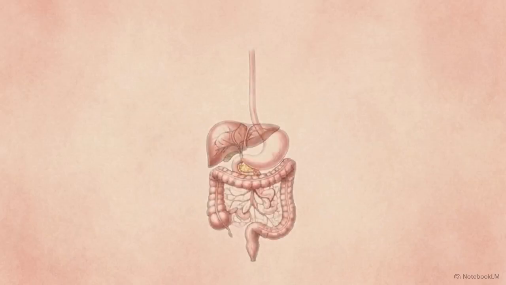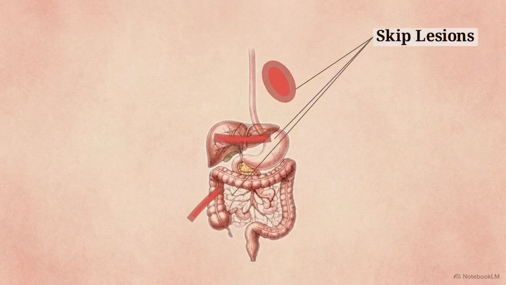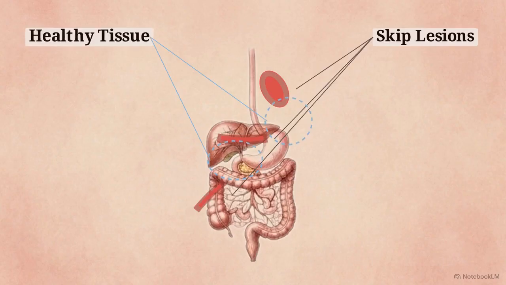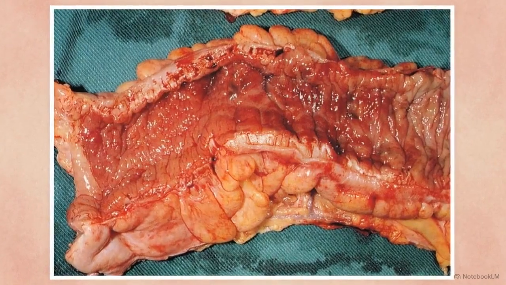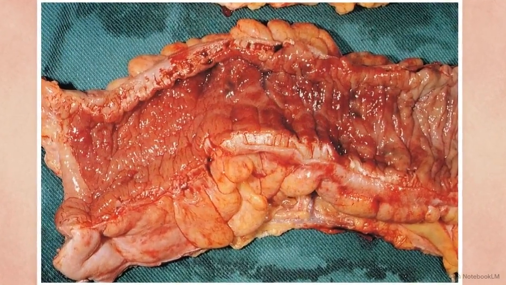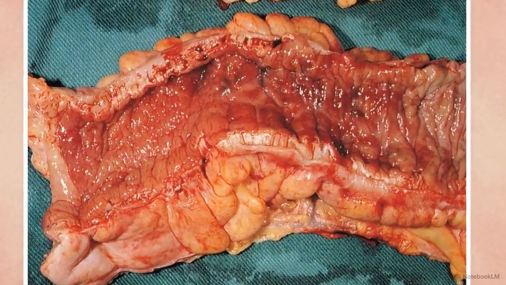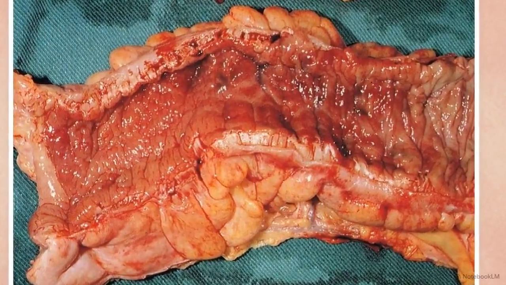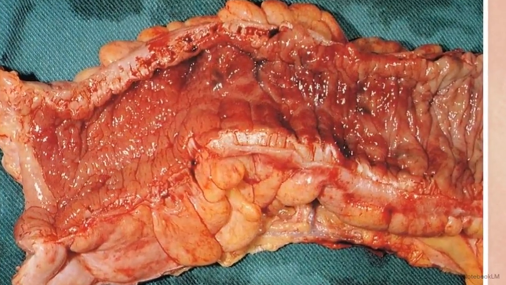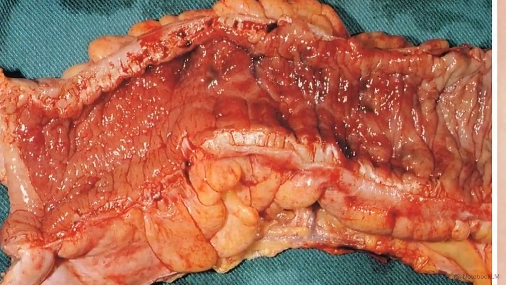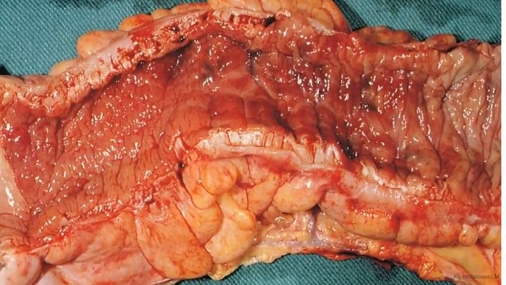The gross anatomy of Crohn's disease is characterized by highly localized zones of intense inflammation, completely separated by perfectly healthy tissue. In this specimen of colonic Crohn's disease, there is a sharp delineation between the inflammatory stricture in the center and the normal, unaffected mucosa on either side. These healthy interruptions are known as skip lesions.